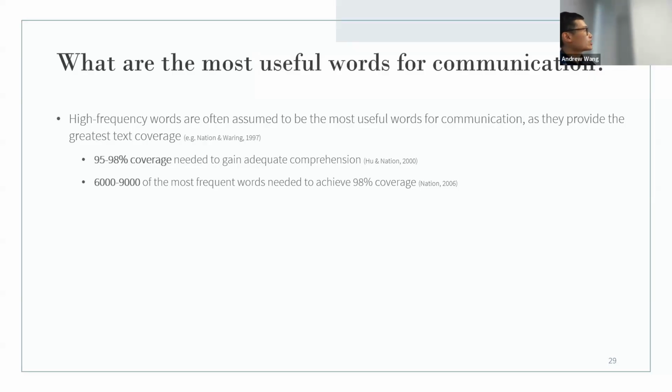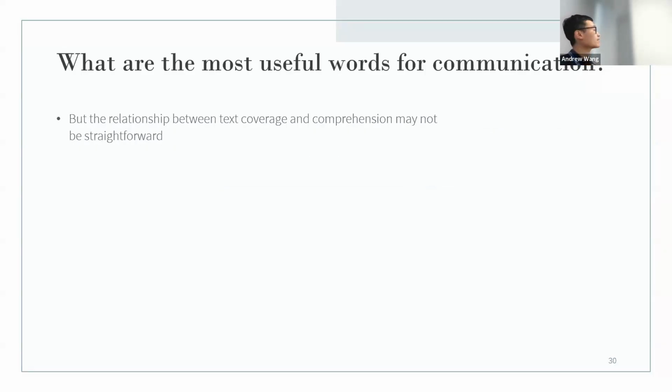So typical findings in this literature include things like 95 to 98% of coverage is needed to gain adequate comprehension. And then how many of the most frequent words are needed to achieve that level of coverage? Around 6,000 to 9,000 of the most frequent words. So high frequency words are often assumed to be the most useful words for communication. But then the relationship between text coverage and comprehension may not be straightforward. And this becomes apparent when we look at models of reading comprehension, again, from the psychology literature.